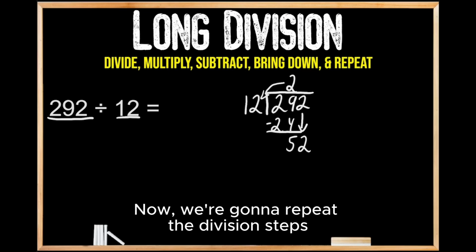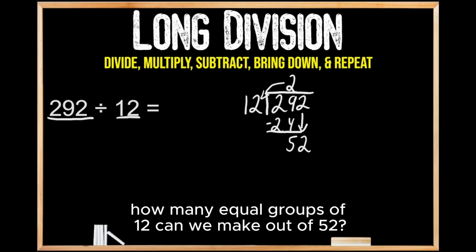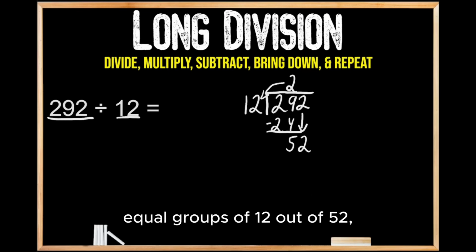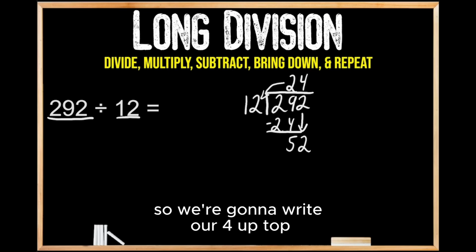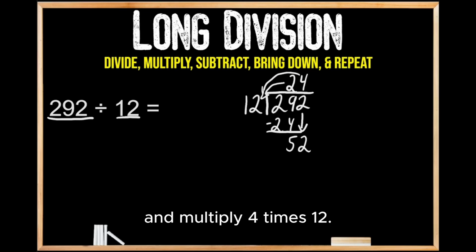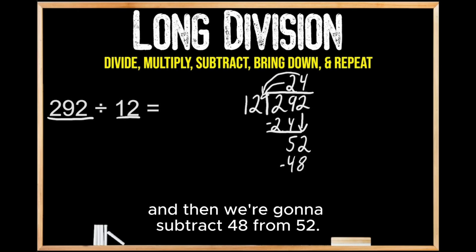Now we're going to repeat the division steps, except this time we're thinking, how many equal groups of 12 can we make out of 52? We know that we can make 4 equal groups of 12 out of 52, so we write our 4 up top above the 2. Then we move on to the next division step and multiply 4 times 12, which gives us 48, so we write 48 down below, and then we subtract 48 from 52.